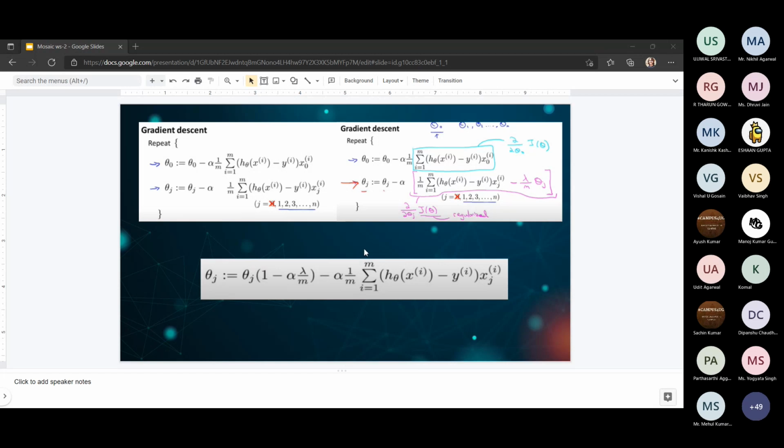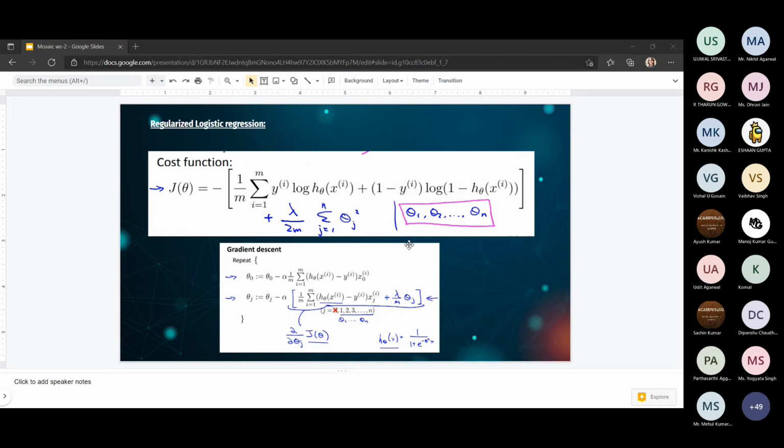If you see the gradient descent without regularization, here we are just subtracting the partial derivative, so both will be similar. Now similarly, if we take a look at the cost function and gradient descent for regularized logistic regression, it will look like this.